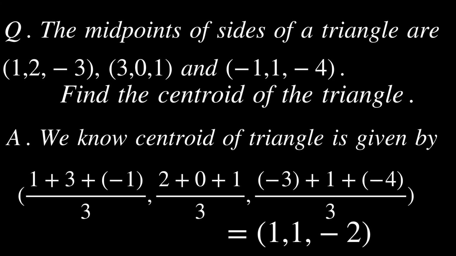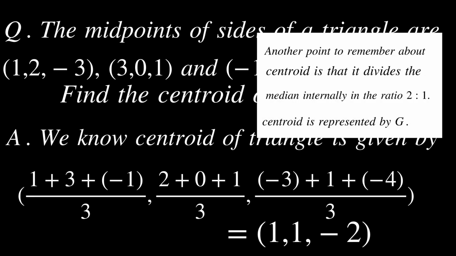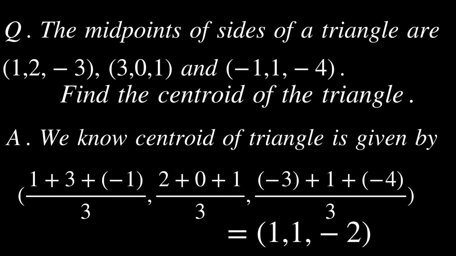So one point to remember here is that the centroid of the triangle is same as the centroid of the triangle formed by joining the midpoints of each side. So in this question the centroid of the triangle is given as ((1 plus 3 plus minus 1) by 3, (2 plus 0 plus 1) by 3, (minus 3 plus 1 plus minus 4) by 3). So on simplification we get (1, 1, minus 2).